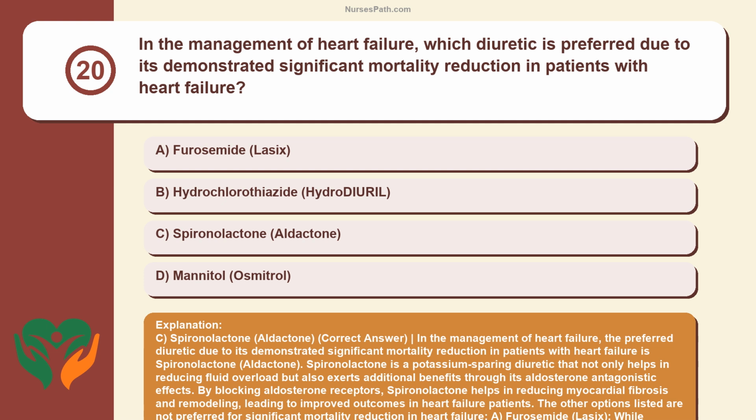A. Furosemide, Lasix. While furosemide is commonly used to manage fluid overload in heart failure, it does not offer the same mortality benefits as spironolactone. B. Hydrochlorothiazide.